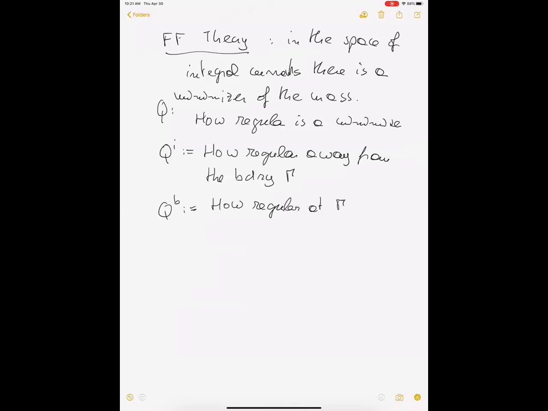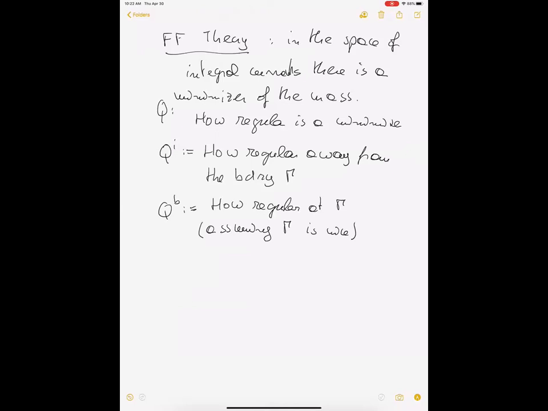And of course, when you ask how regular the minimizer might be at the boundary gamma, you have to assume something a priori on the boundary that you have fixed. If you have fixed the boundary gamma, which is very rough, you cannot expect your minimizer to be good at the boundary. You will have to assume some regularity of the boundary itself. Okay, so assuming gamma, which is the given boundary, is actually nice.